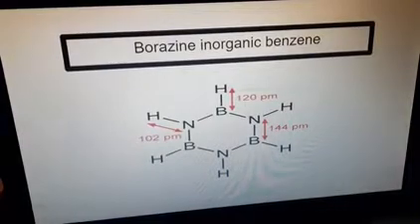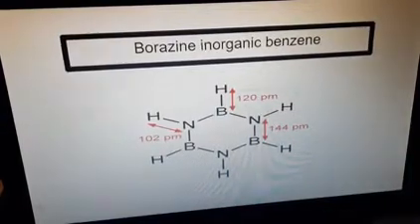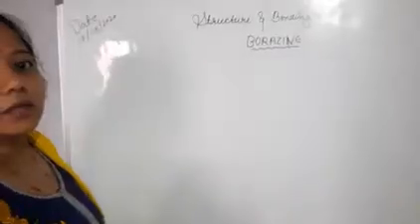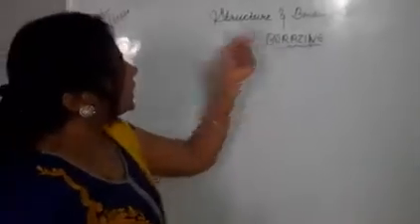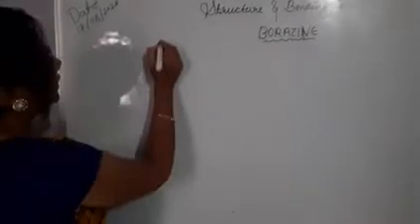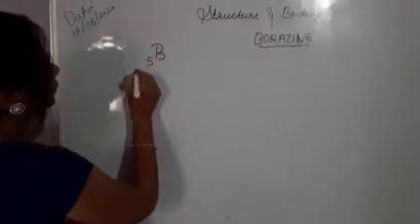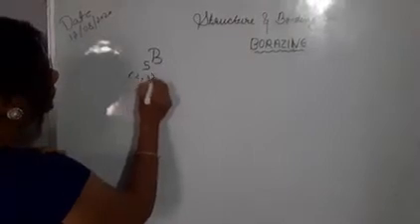This is planar, having a cyclic structure just like benzene. Students, we study the structure and bonding in borazine. So see here, boron, we know that atomic number 5, okay, 2 and 3.